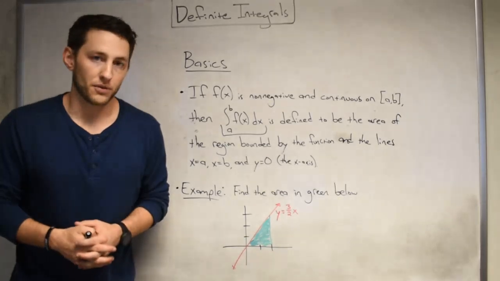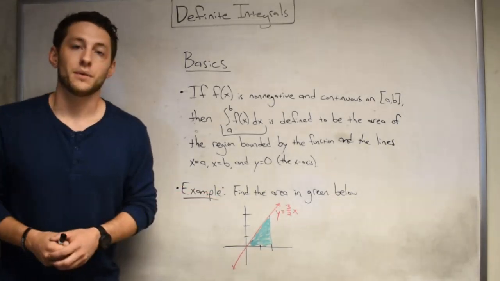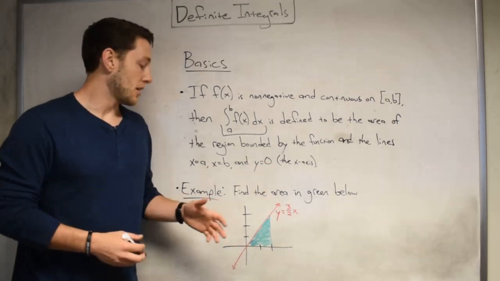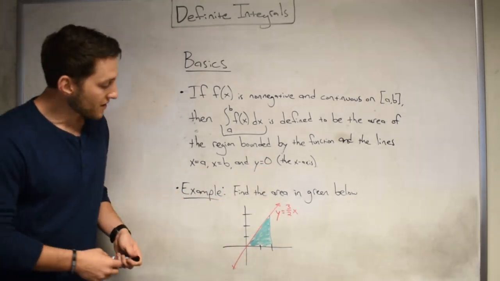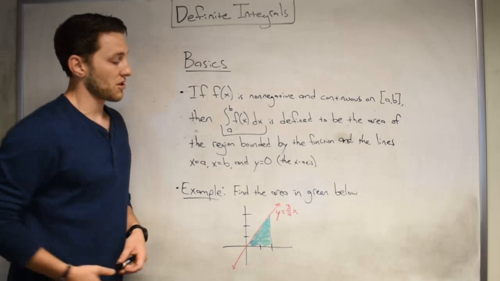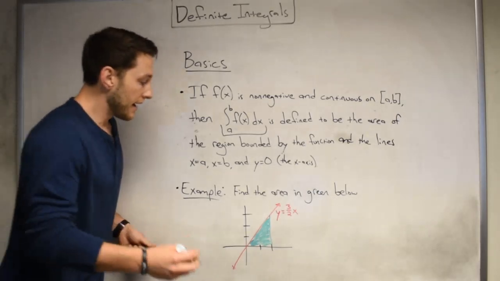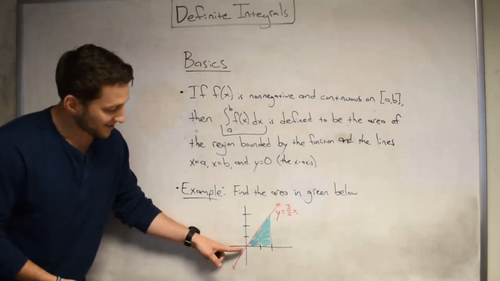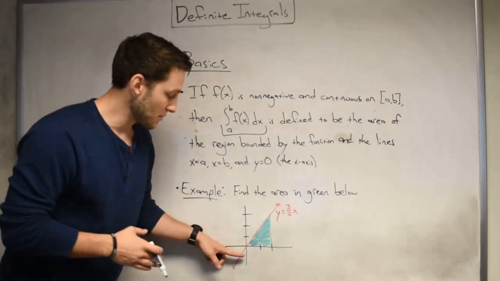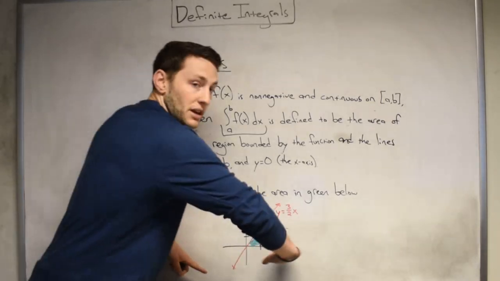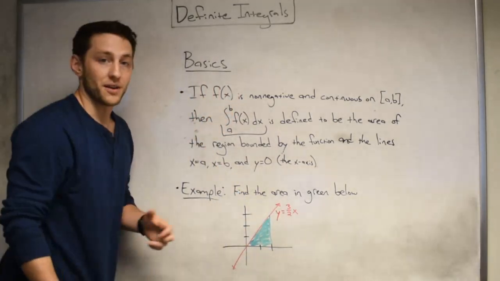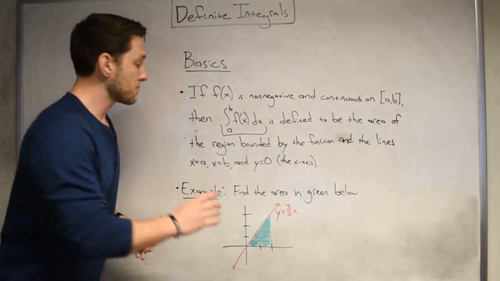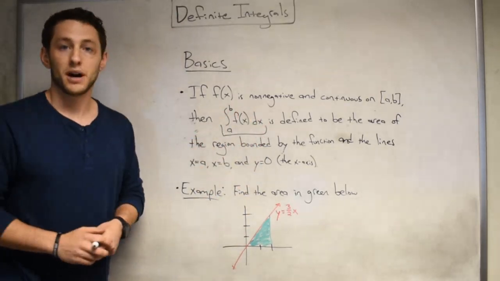As a quick example of what I mean, let's consider the following example. Find the area in green, shaded in green below. So you notice that we have this function y equals 3/2 x. And we have a vertical line at x equals 2. And we're stopping at the vertical line x equals 0. And we're bounded below by the horizontal line y equals 0, or the x-axis. This perfectly fits within this situation above.